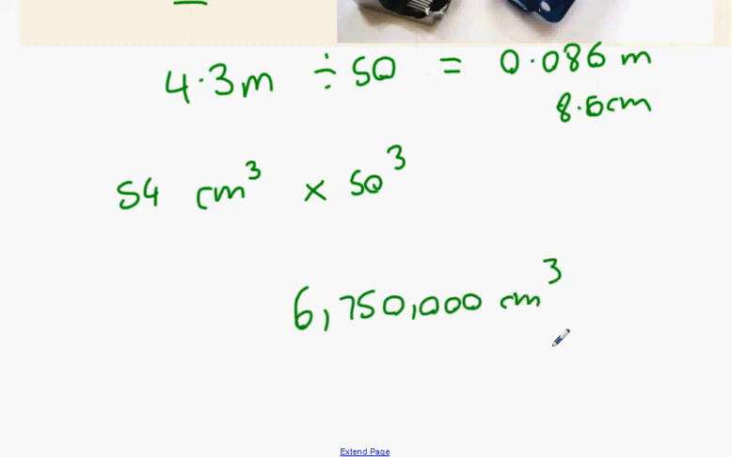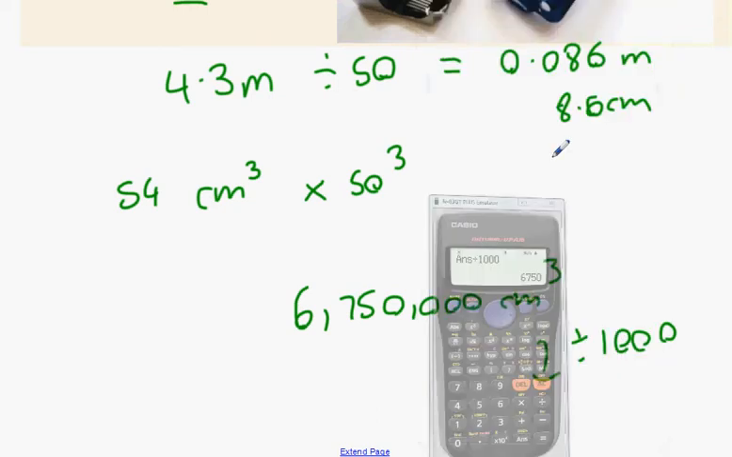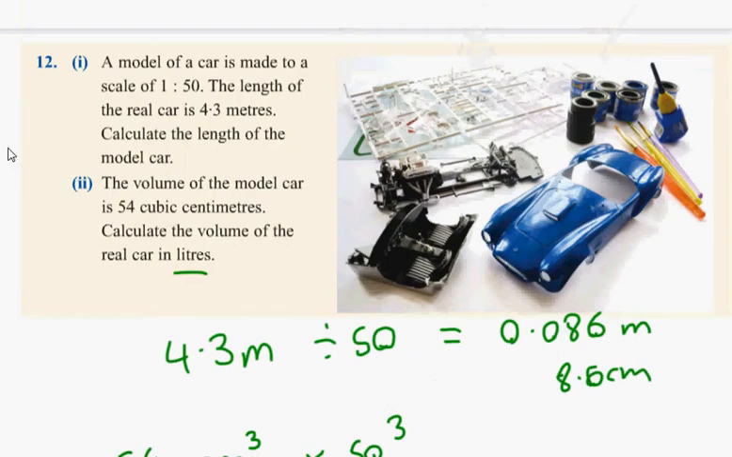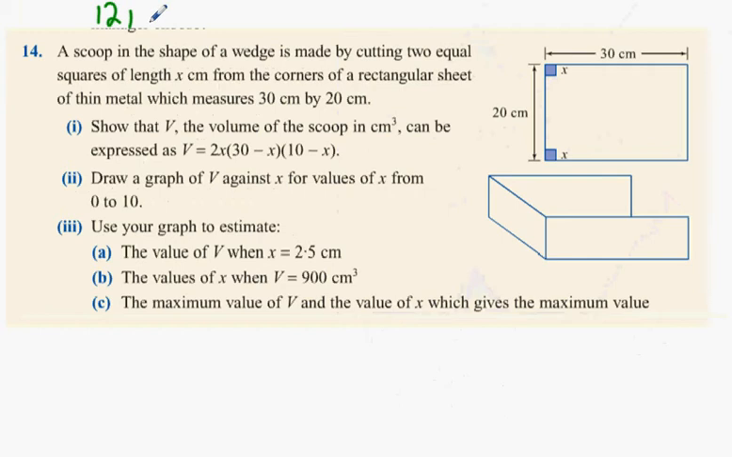How do you turn that into liters? Divide by 1,000. And we get 6,750 liters. Right, that's pretty handy, wasn't it? Question 12 done. Okay, that's 12 done. Now I'm on to 14.